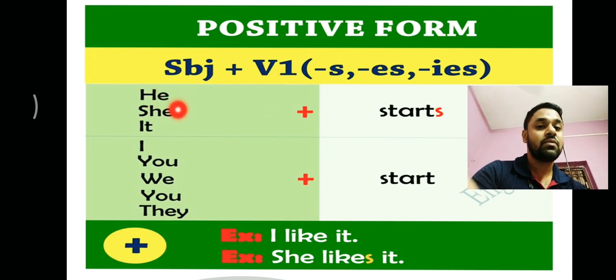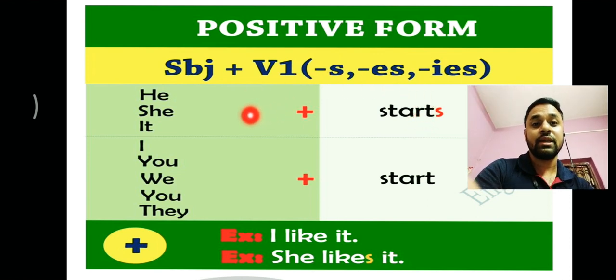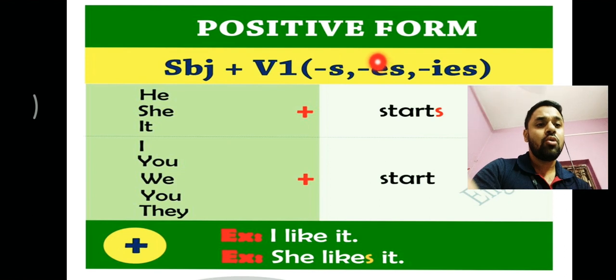He is a subject, or she or it or Mohan. This is third person singular number. So he starts. Start is the verb, so we take this one only. Start, so s is added here because it is he, she, it or Mohan. This is third person singular number. I told you that when the subject is third person singular, at that time we have to add s or es. Here we add s.